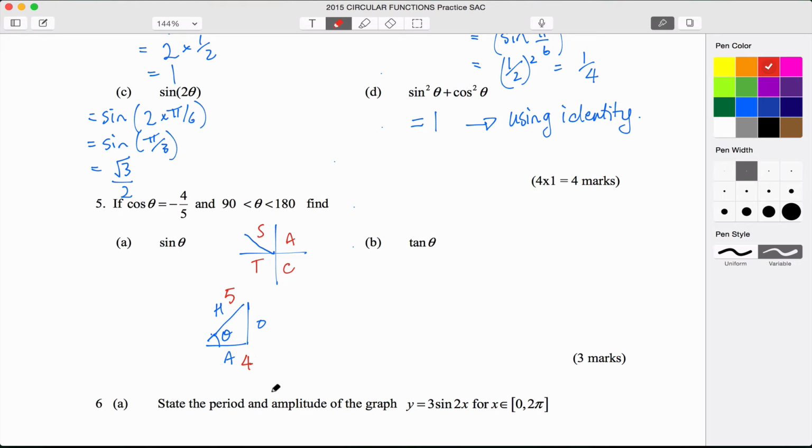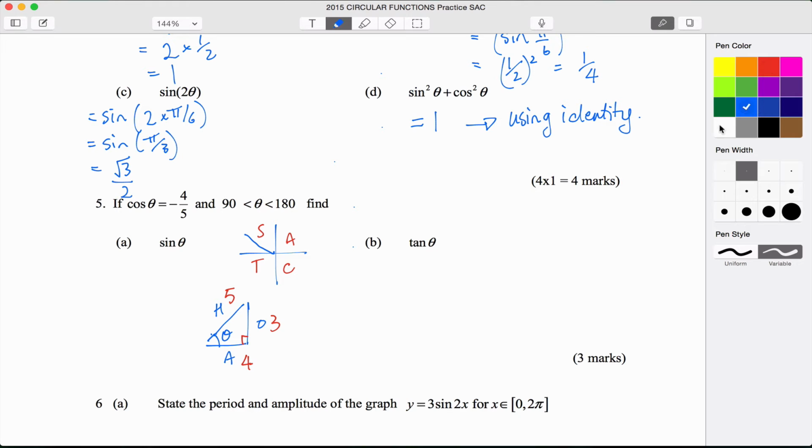Hopefully you look at this and remember that we can have a 3, 4, 5 triangle. If it's a right angle triangle, the other side is 3. If you're not confident with that, you could use Pythagoras' theorem to find out what this side is, and you would get 3. 3, 4, 5 triangles only work where 5 is the hypotenuse.